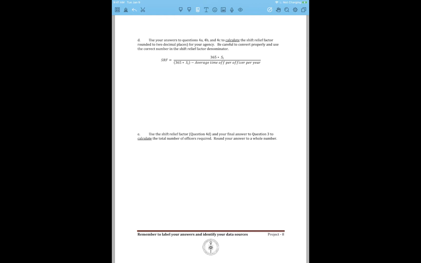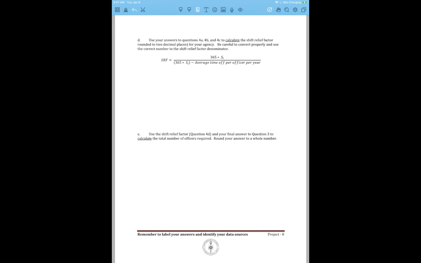Question 4D is finally getting us to that shift relief factor formula. The shift relief factor allows us to determine our total patrol staff size. It's a multiplier. But before we could use this formula, we had to determine what the average time off per officer per year was. So we went through several different questions to get this average time off per officer per year.